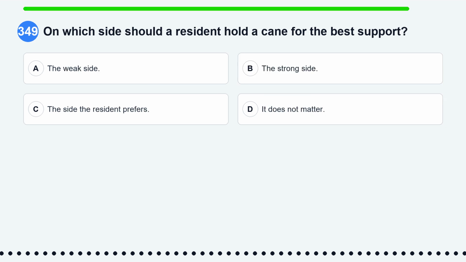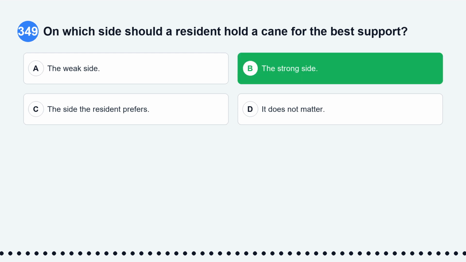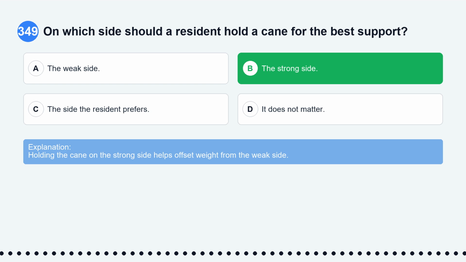Question 349. On which side should a resident hold a cane for the best support? Option A, the weak side. Option B, the strong side. Option C, the side the resident prefers. Option D, it does not matter. The correct answer is option B, the strong side. Holding the cane on the strong side helps offset weight from the weak side.